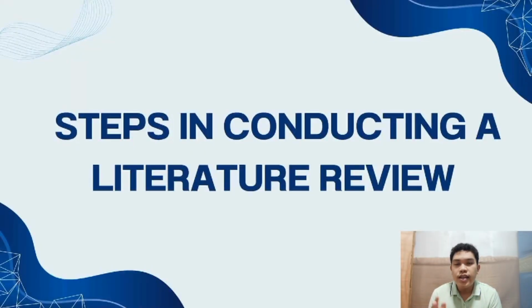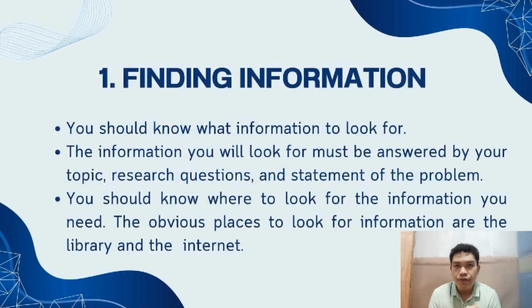Steps in conducting a literature review. Number 1. Finding information. You should know what information to look for. The information you will look for must be answered by your topic, research questions, and the statement of the problem. You should know where to look for the information you need. The obvious places to look for information are the library and the internet.